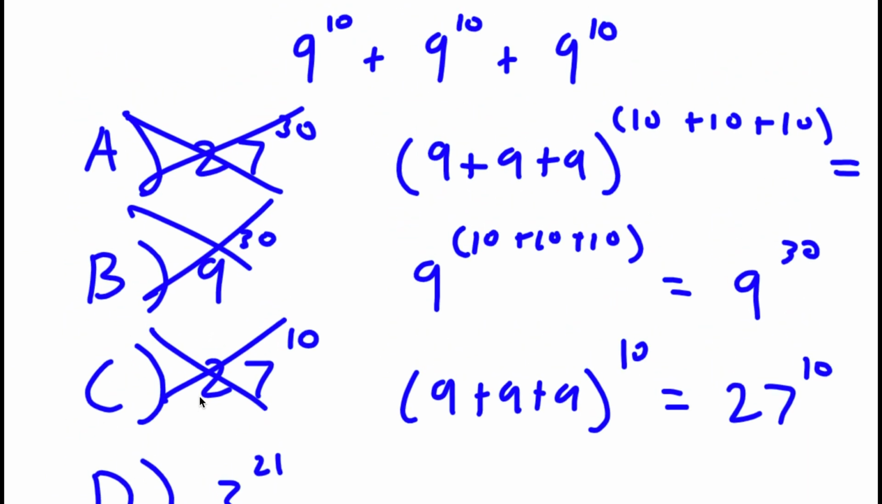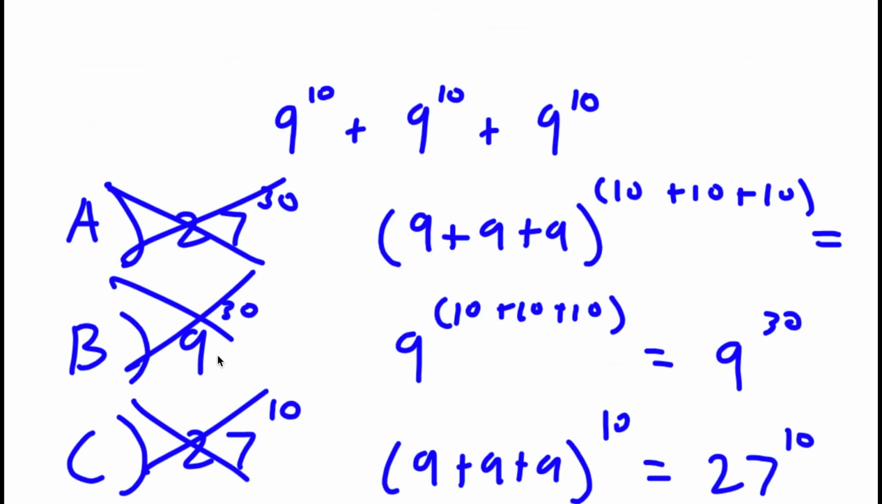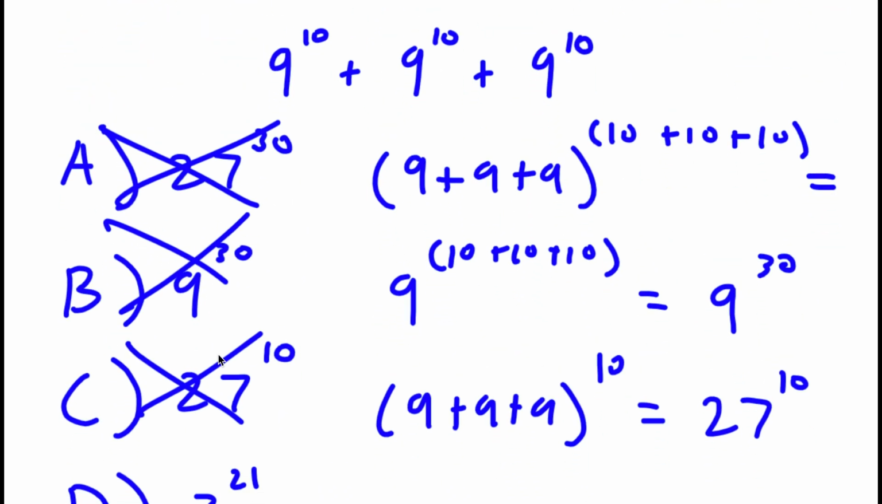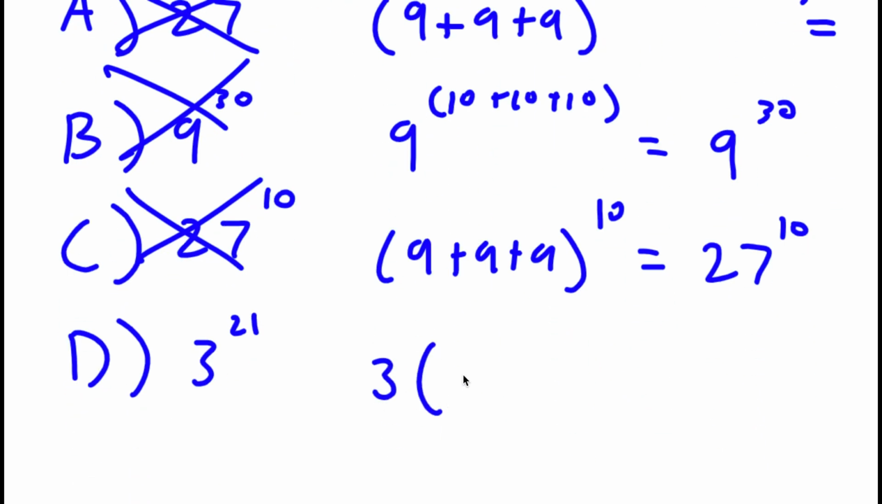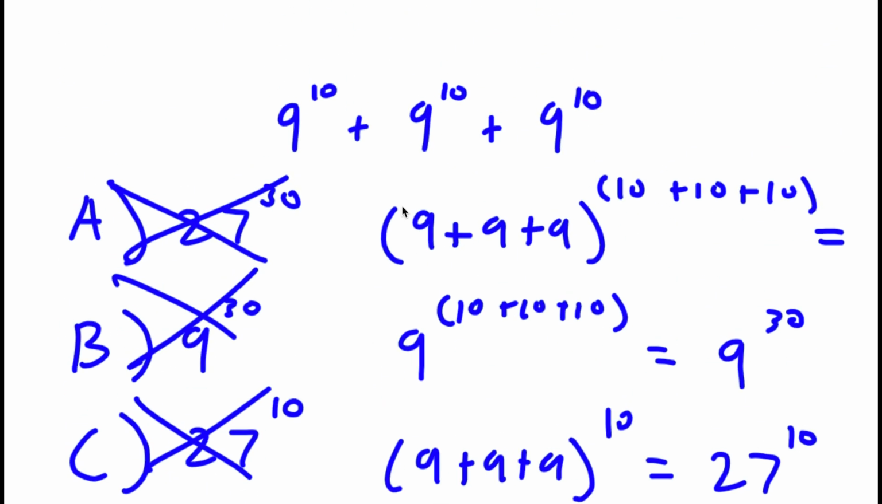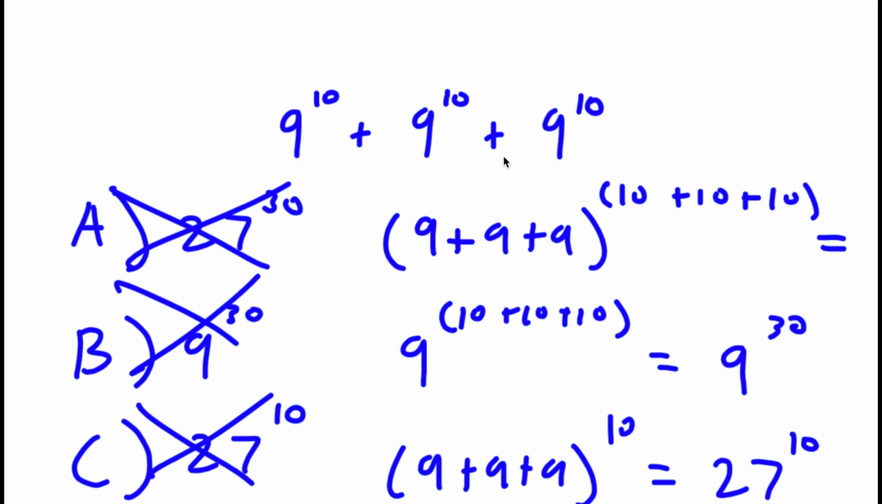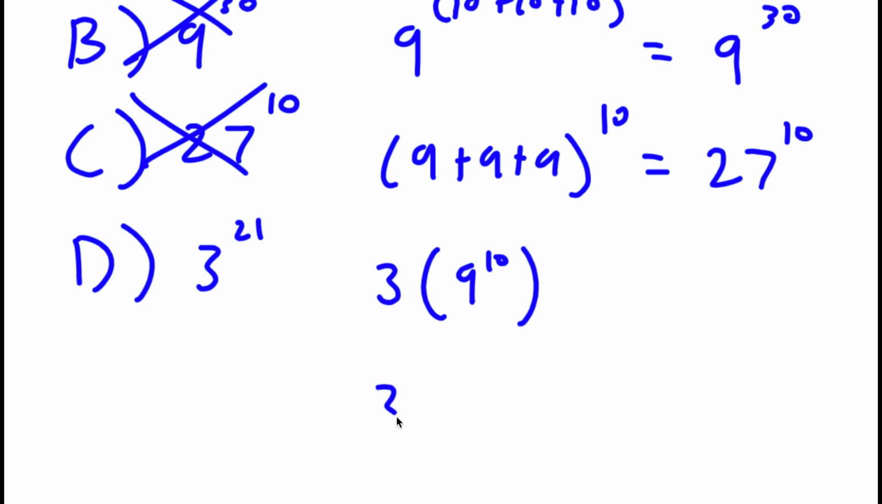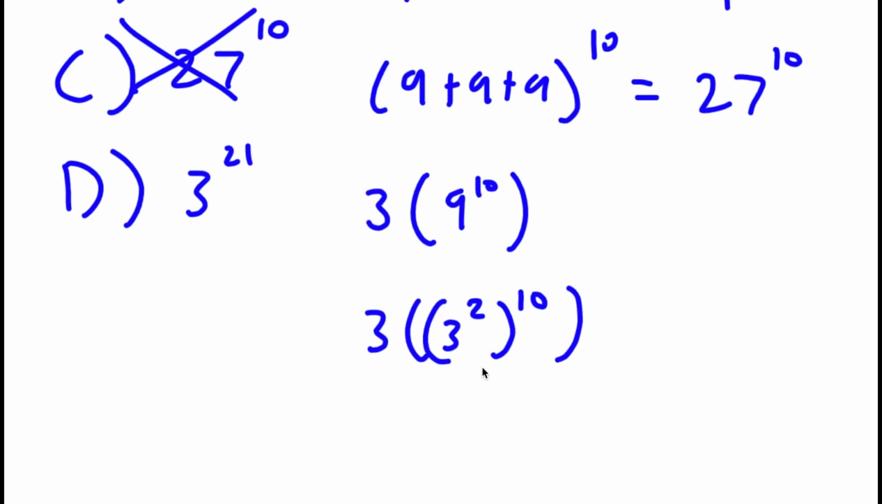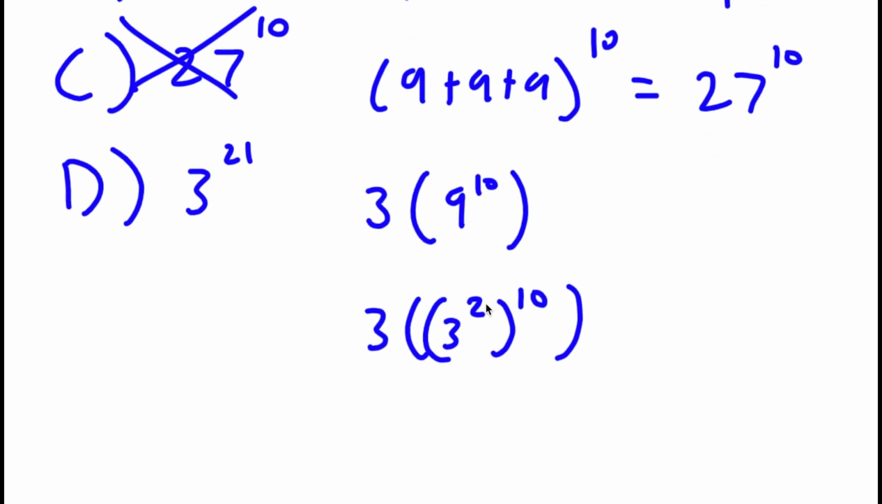Finally, we have D. And to get this, the first thing you do is you can write this as 3 times 9 to the power of 10, because it's 9 to the power of 10 added to itself 3 times. Now 9 to the power of 10, that's the same thing as 3 to the power of 2 to the power of 10, because 9 is the same thing as 3 to the power of 2.